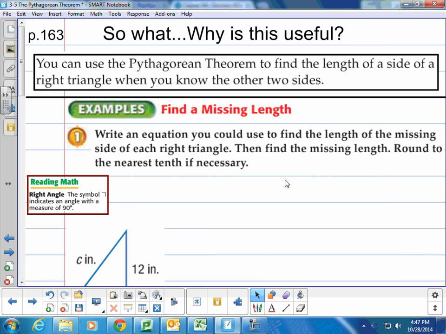Moving on to page 163. I'm sure you're wondering, why is this useful? This is useful for a number of things. The blatant reason that we'll be using it is you can use the Pythagorean Theorem to find the length of a side of a right triangle when you only know two of them. You can find the third one, so it's that finding that variable piece.